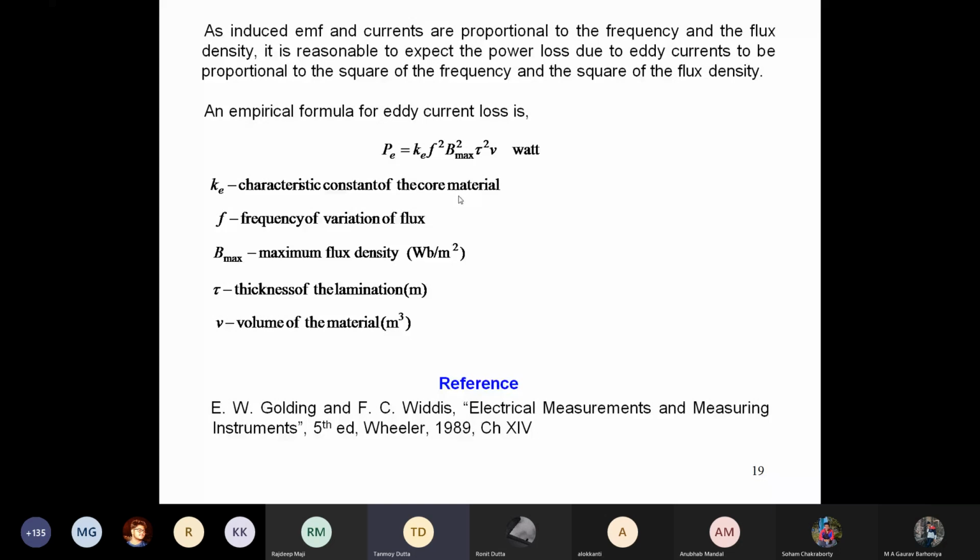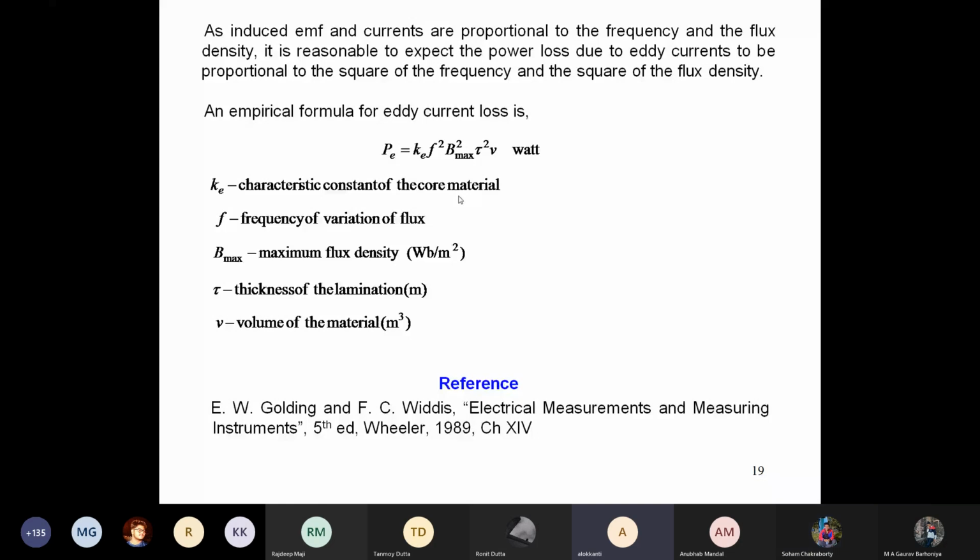Sir, this is the eddy current power loss for just one laminated sheet. Then we just multiply this by the number of laminated sheets to get the total power loss. No. This is the power loss due to the whole core. The power loss of the whole core.